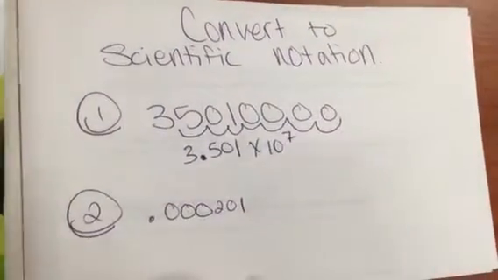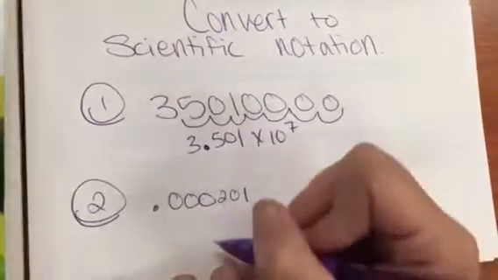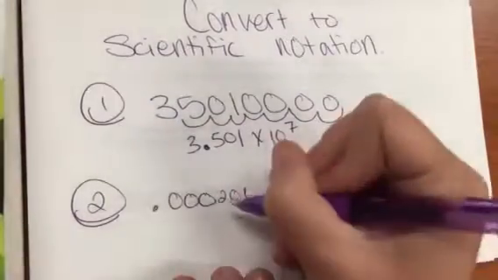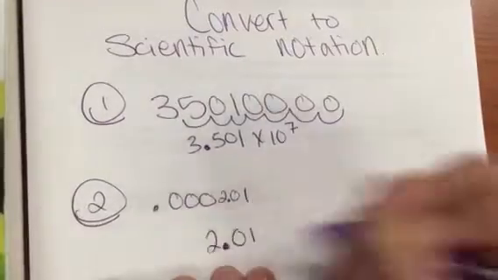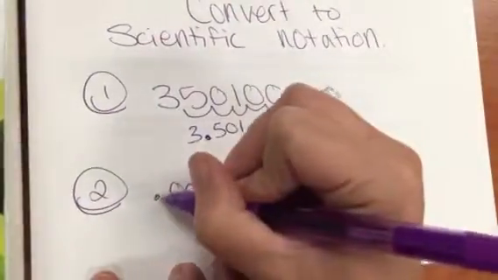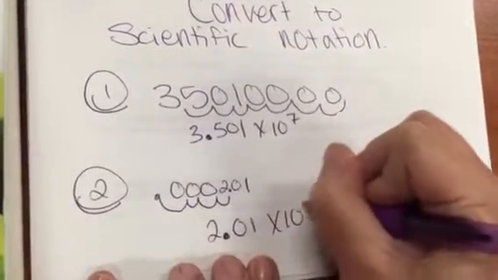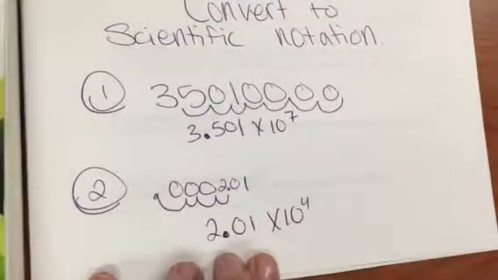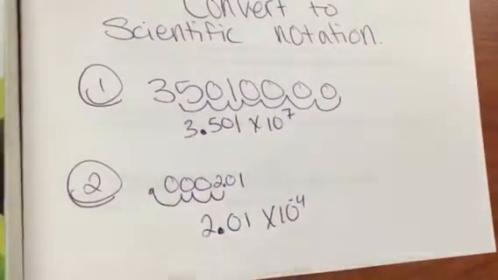So now, we've got 0.000201. Our number, we're going to put that decimal right there. So we've got 2.01. We've got 1, 2, 3, 4. So times 10 to the 4th, right? Yep, that's it. No, wait, you tricked me. Times 10 to the negative 4. That's right. Don't forget, you got to remember that negative.